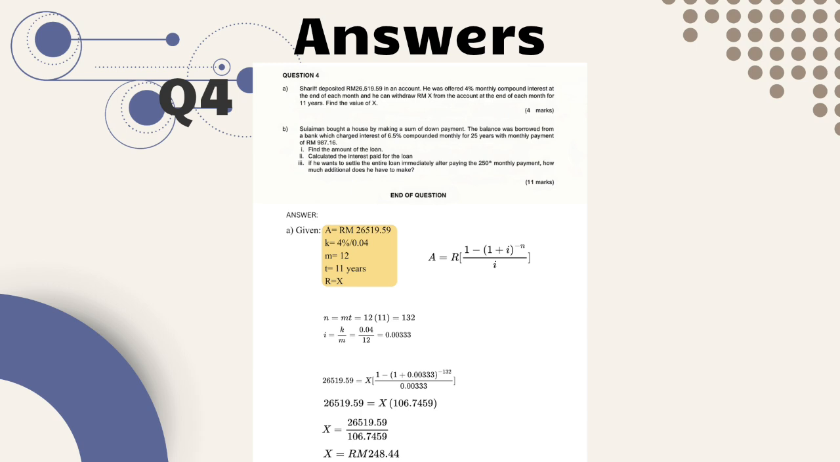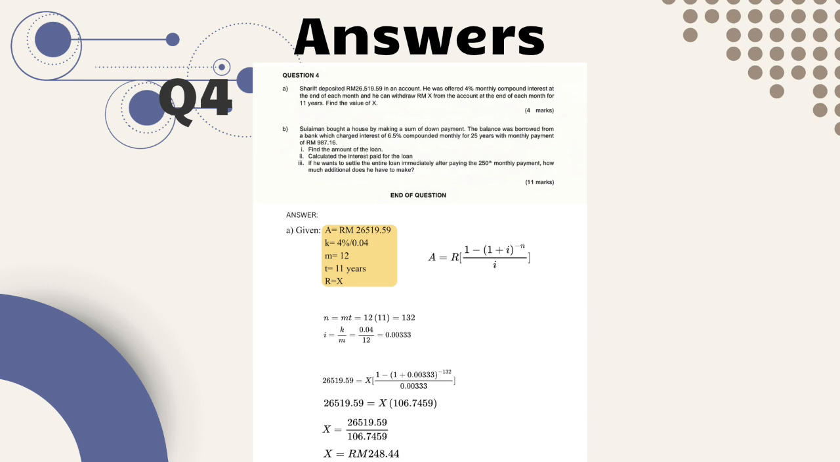0.00333. Now we can put all of the amount into the formula, and it will be 26,590 ringgit 59 cents equal to X bracket 1 minus bracket 1 plus 0.00333, the power of negative 132, divided by 0.00333. First, we can solve the problem in the bracket, and we can get 106.7459.